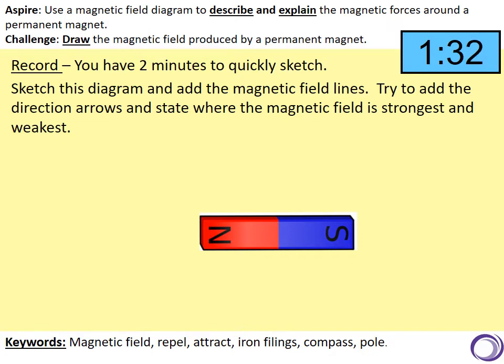Okay, I think I might have been a bit generous with the time. You should have got your lines drawn on now. They shouldn't cross either. Then add lots of little arrows onto those field lines, remembering they're all to go in the right direction. It's also worth checking that you've not got one pointing the wrong way, so just double check. Then say where the magnetic field is strongest and where it's weakest.